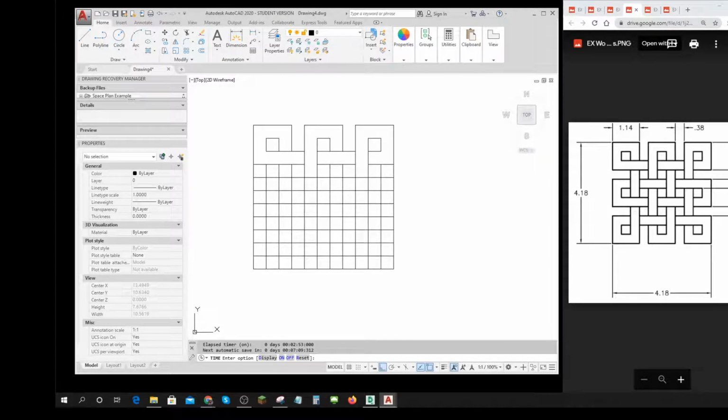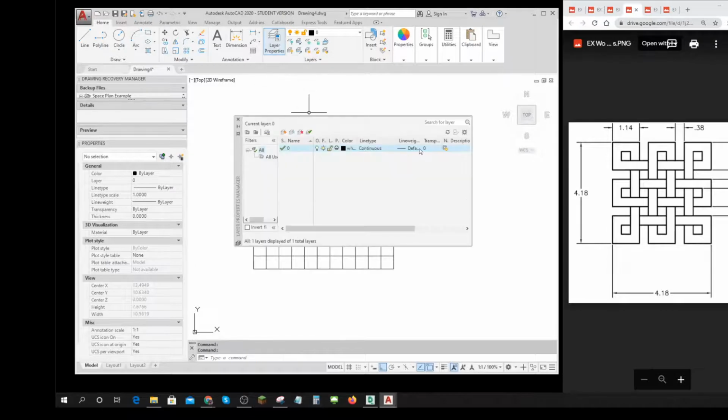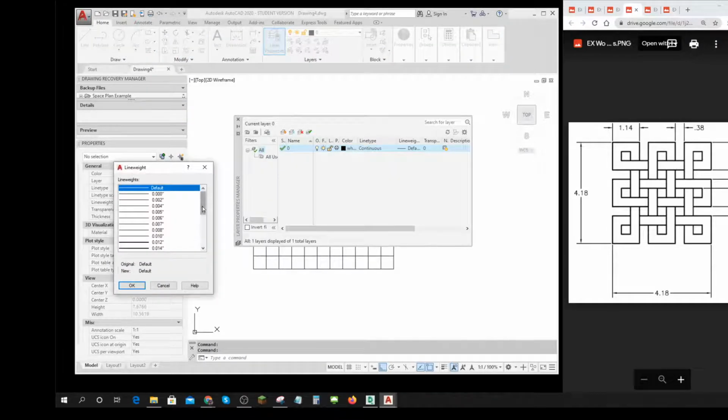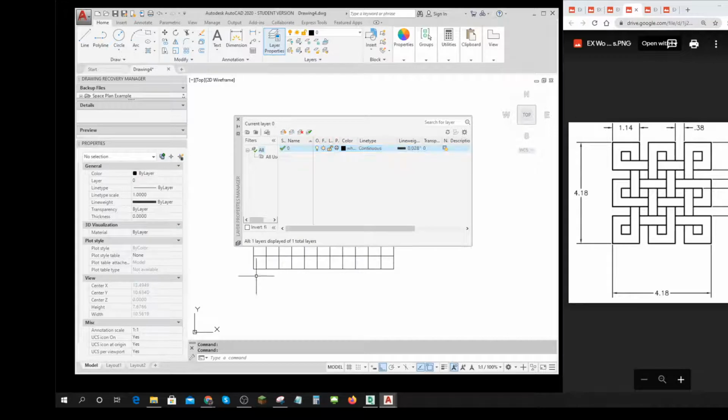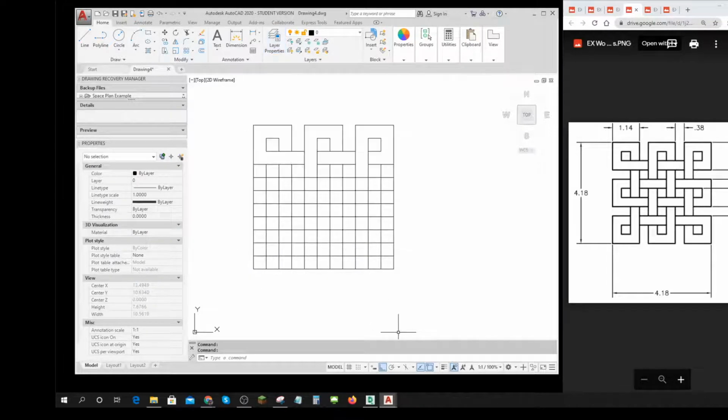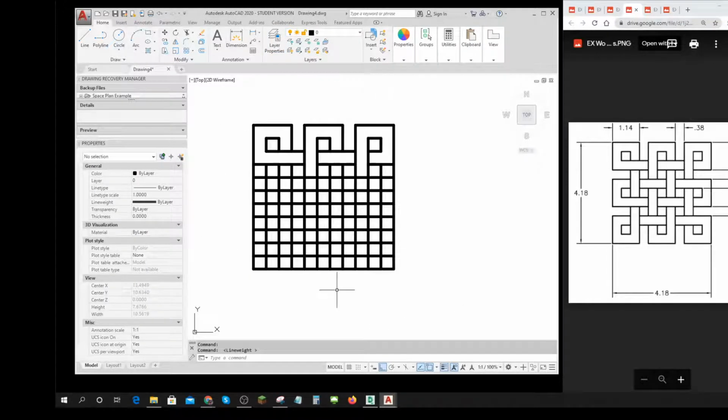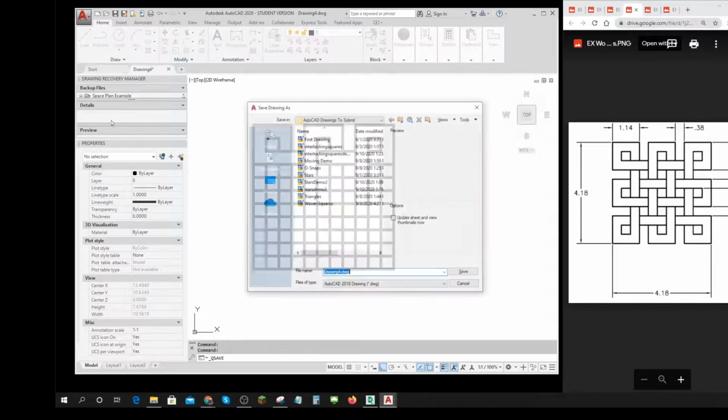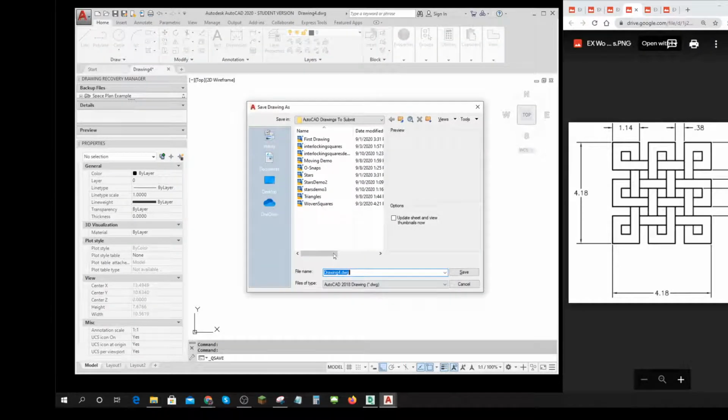That was about 3 minutes, so this should take you about 9 minutes. Because I just did a third of it. Okay. I'll do the same thing with my layers. Line weight, 0.028. Snip that and save. Save. That one is interlocking squares. Woven squares.